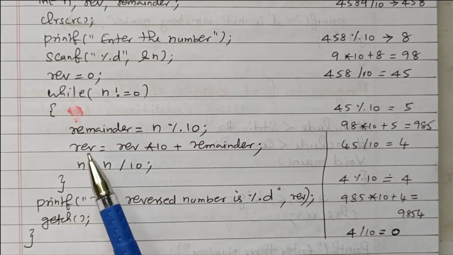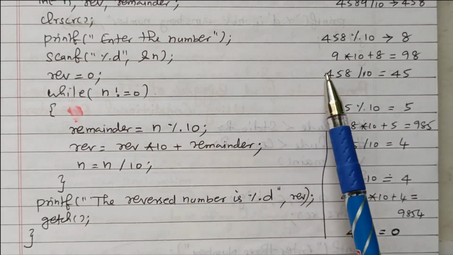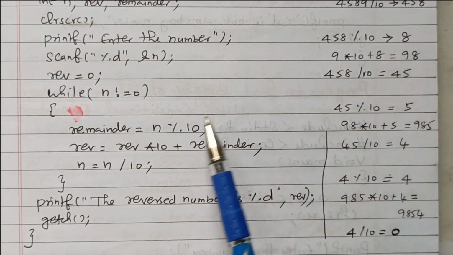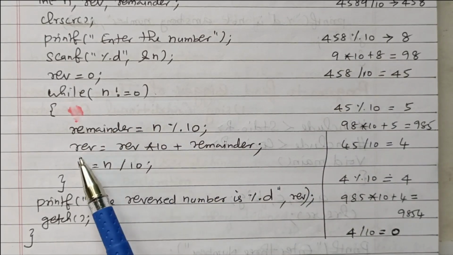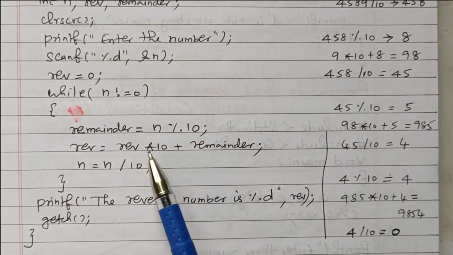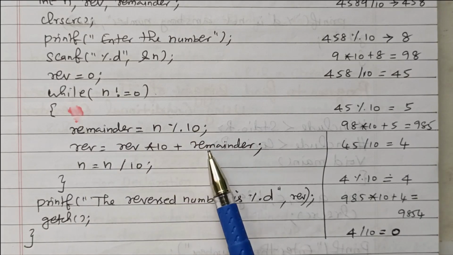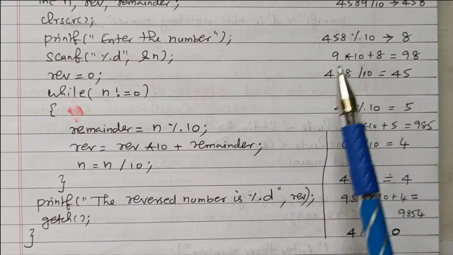Right. What we need to do? Remainder equal to n percentage 10. That is the first process. You have to divide by 10 using modulo division and find the remainder. So the remainder will be available. Then reverse equal to reverse into 10 plus remainder. We already said that reverse is 0. 0 into 10 means 0, plus the remainder will be added. This is the first process, the remainder will be added.